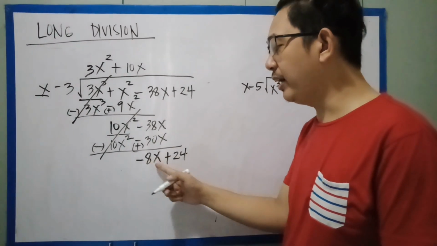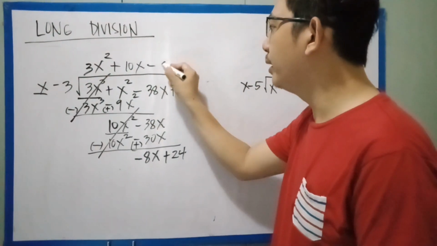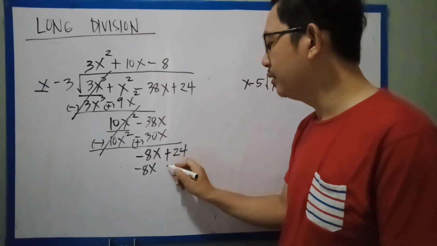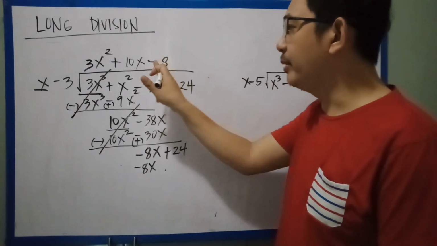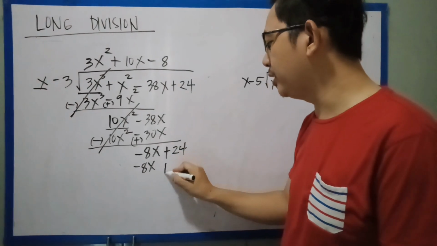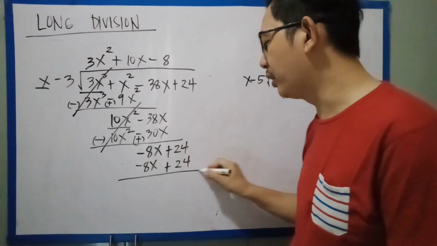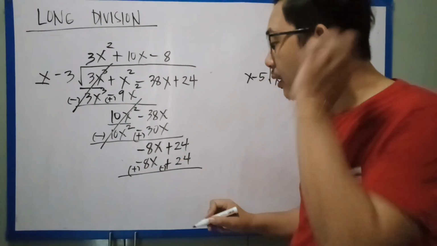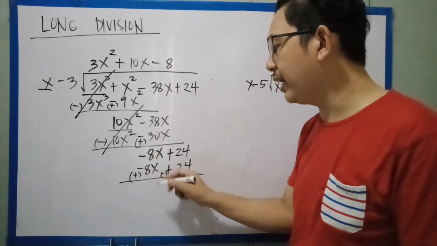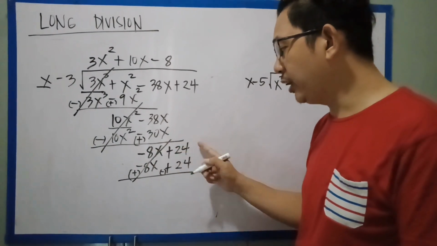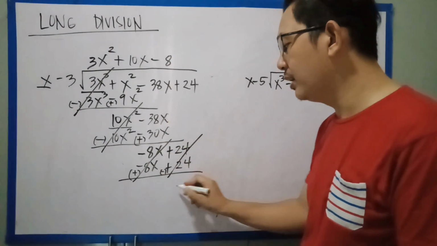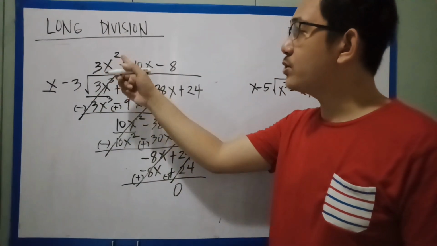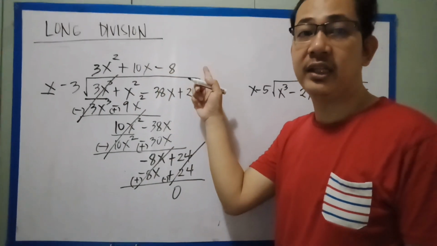Then, divide ulit natin. Negative 8x divided by x is negative 8. So, negative 8 times x is negative 8x. Then, negative 8 times negative 3 is positive 24. Okay, again, change the sign of the subtrahend. This will become negative. So, negative 8x plus 8x, cancel na yan, 0. So, then positive 24 minus 24 is cancel din. So, therefore, the remainder is 0. So, in this case, we have our answer is 3x squared plus 10x minus 8.